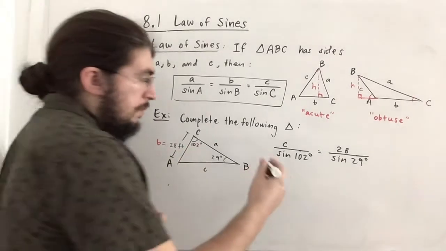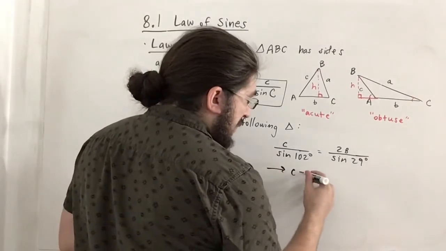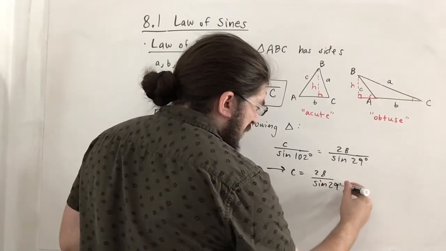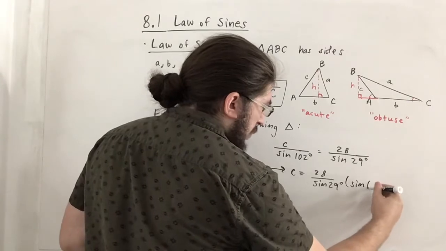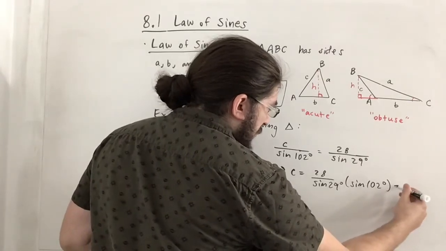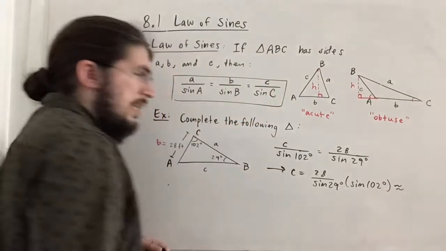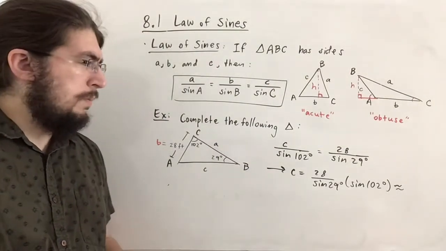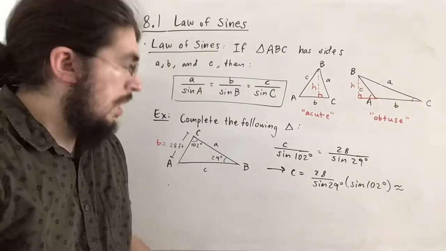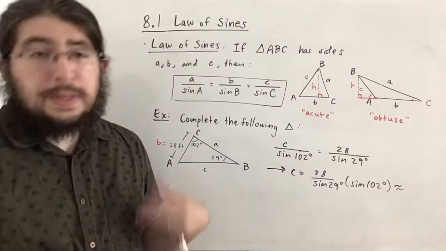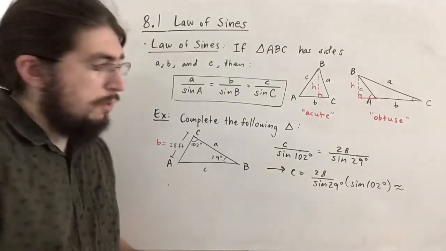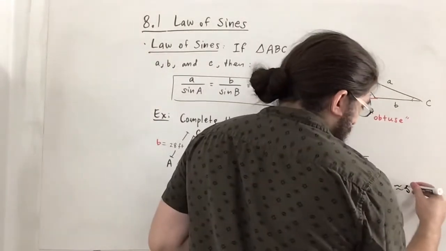So now if you cross multiply, we get that C is equal to 28 over sine of 29 degrees multiplied by sine of 102 degrees. And now it's calculator time. We can approximate this. Let's round it to 2 decimal places. It doesn't say what to round to, but I'm going to round to 2 decimal places and let's see what we get. All right, so I punched this into my calculator, making sure, of course, that I'm in degree mode in my calculator, and I got 56.49 feet, about.